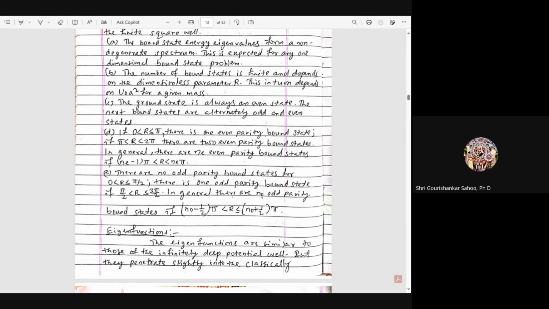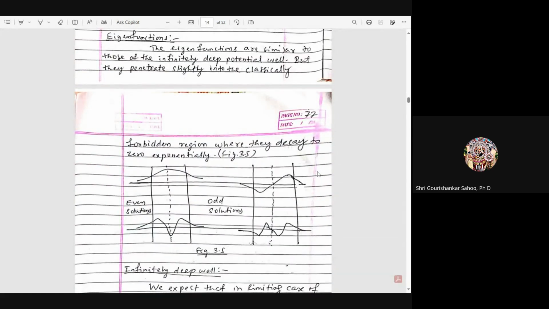Okay, so let us discuss the nature of eigenfunctions. The eigenfunctions are similar to those of infinitely deep potential well, but they penetrate slightly into the classically forbidden region where they decay to zero exponentially, as shown in figure 3.5. So you can see the even solutions on the left hand side and the odd solutions on the right hand side. The even solutions are symmetric with reference to the y-axis, and odd solutions are antisymmetric with reference to the y-axis.